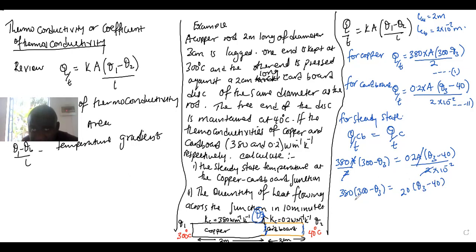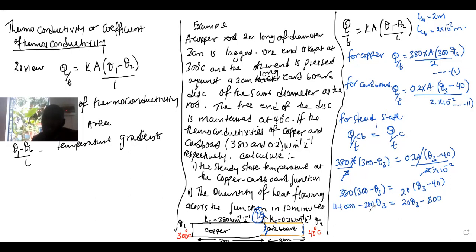Can you multiply 380 times 300? What do you get? That is 114,000. So 114,000 minus 380 θ3. You could have even reduced it from there. Is equal to 20 θ3 minus 800.